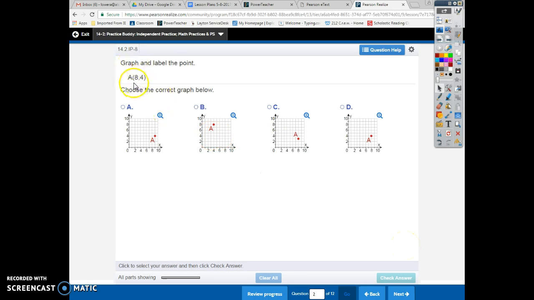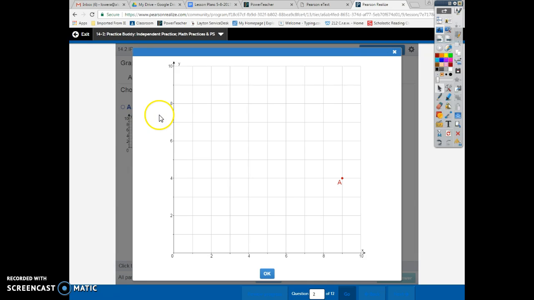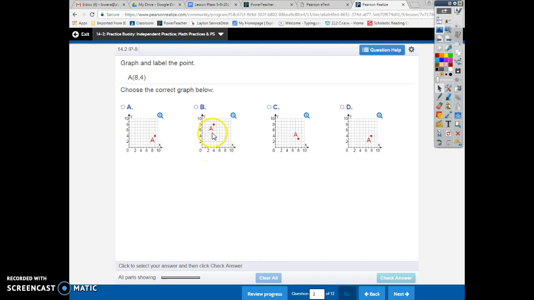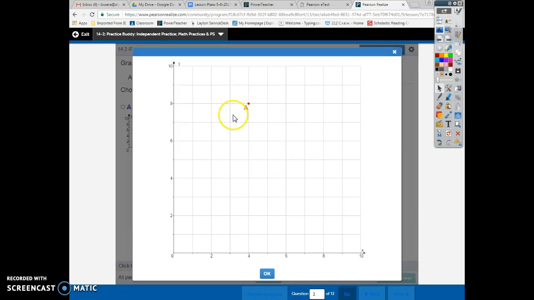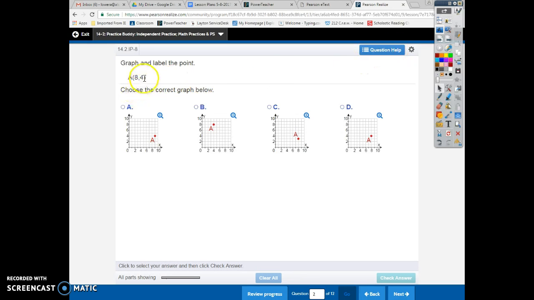Okay, now we're doing 8, 4, so it should be just the opposite. We have 8 on the x and 4 on the y. Again, my suggestion is to make these graphs a little bit bigger so they're easier to read. Here is 9 on the x and 4 on the y. That's not it. We're looking for 8 and 4. This looks like it's going to be 4 and 8. So here's 4 on the x and 8 on the y. That's not it either. We're looking for 8 on the x and 4 on the y.